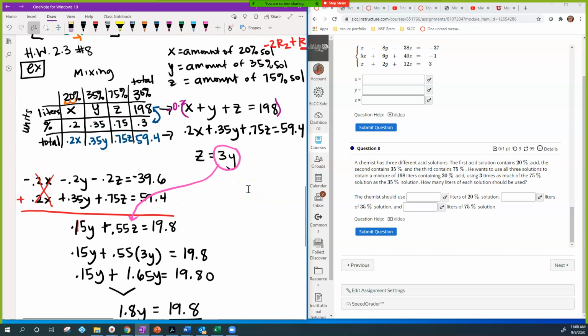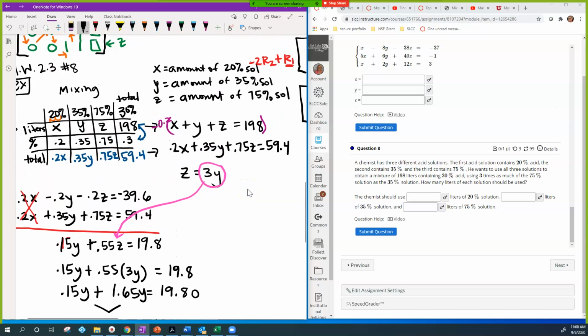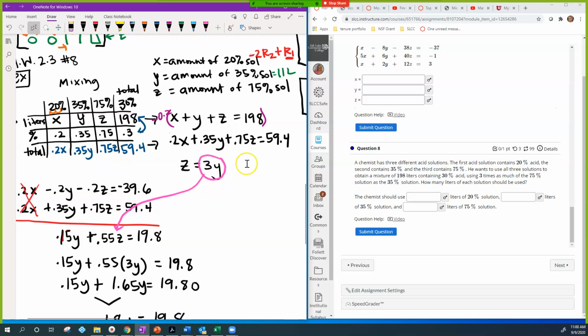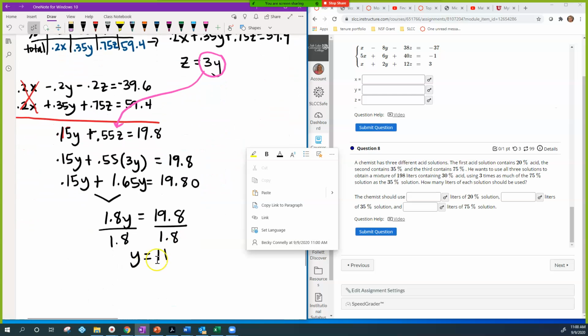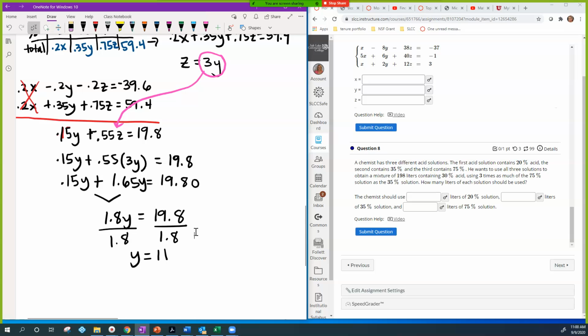So y is 11. So that means that I need 11 liters of the 35% solution. Is that what you guys came up with? Okay, is that what you guys got? Now what can I do from there? What can I do with this y equals 11?